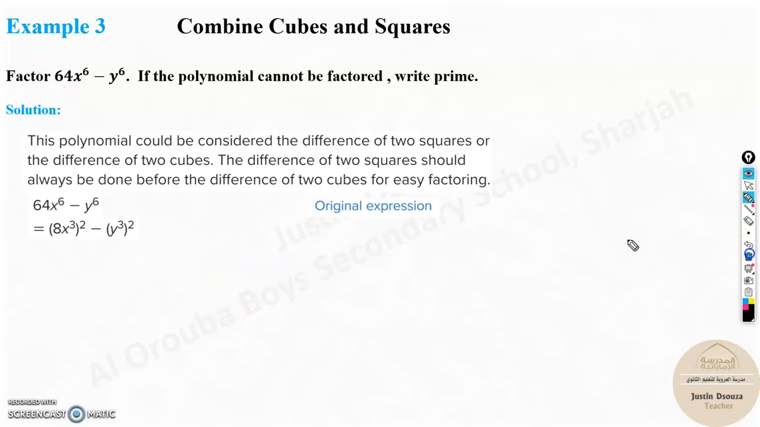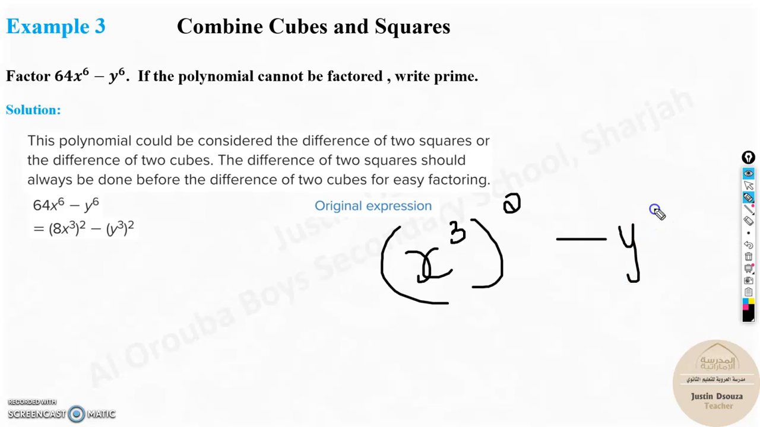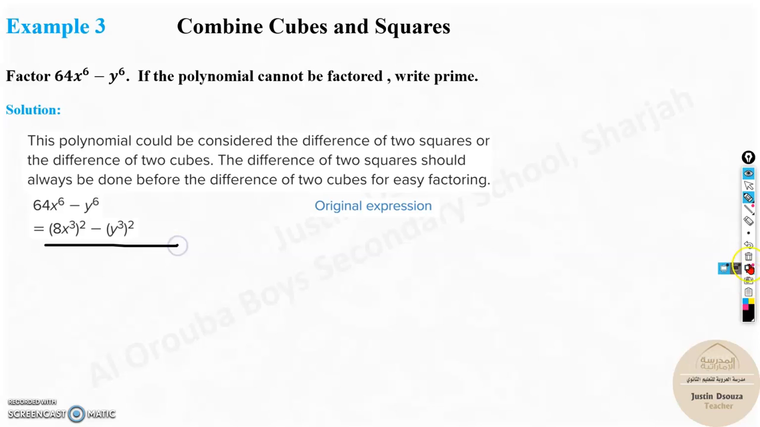Why? Because you won't be able to solve. You can see this is in terms of square. So it'll be x cubed the whole square. And there is a minus sign. There is y cubed the whole square. So don't keep this in terms of cube. 4 cube is 64. No, don't do that because then you won't be able to solve. So write 8 square for 64 and then you will get this simplified step.